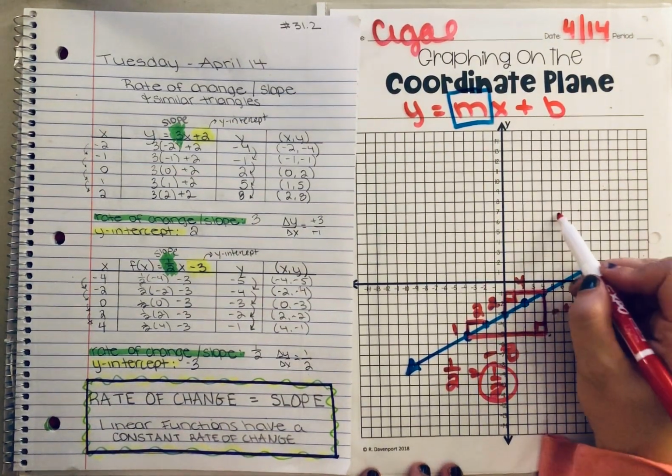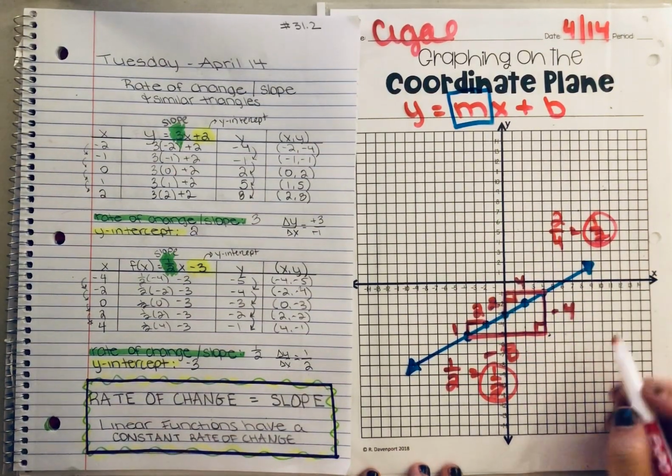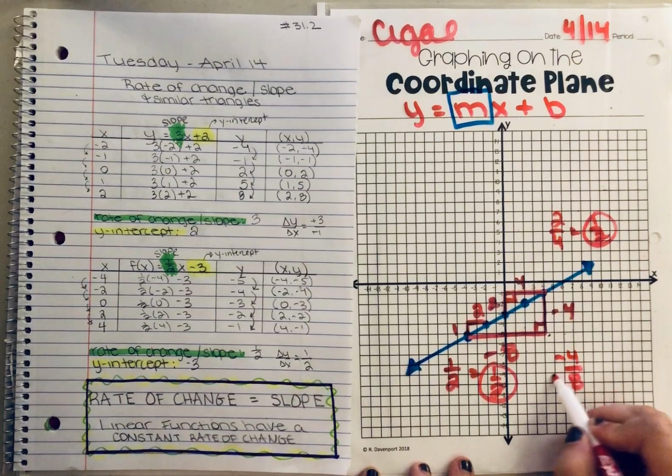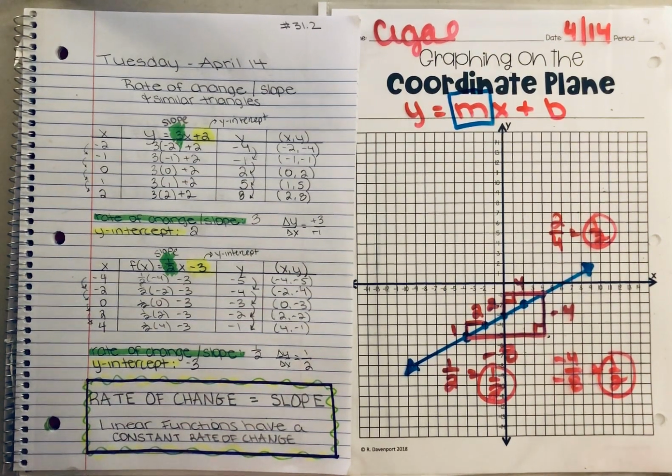This one, change in y over change in x, we could reduce to 1/2. This one, change in y over change in x, is 1/2. So it does not matter at all which set of points we use on our line to find the slope, because no matter what you do, it's a constant rate of change.